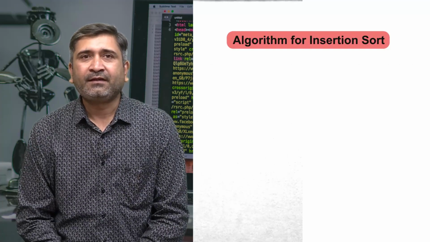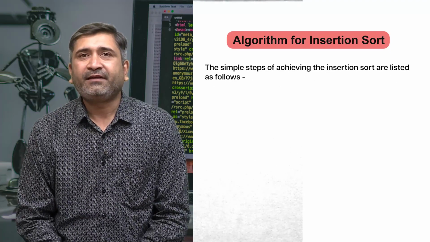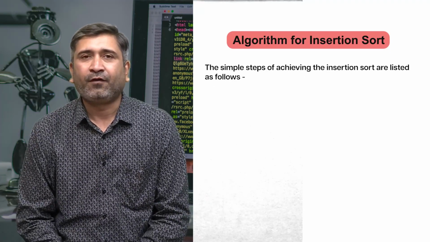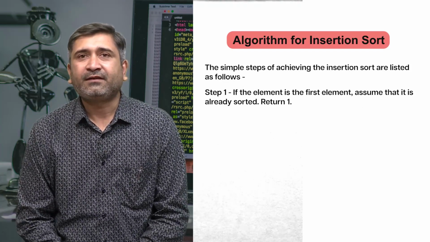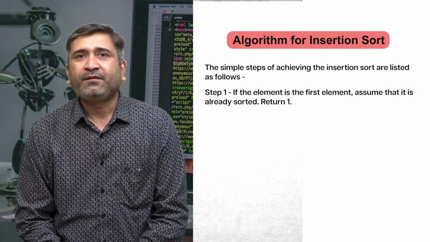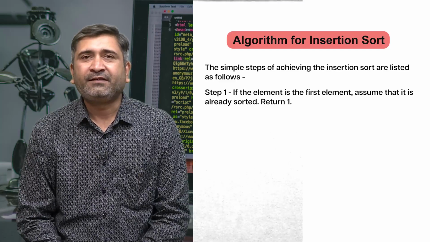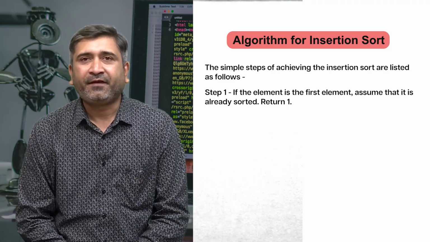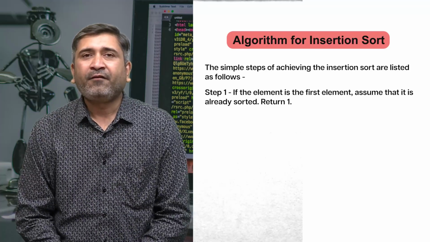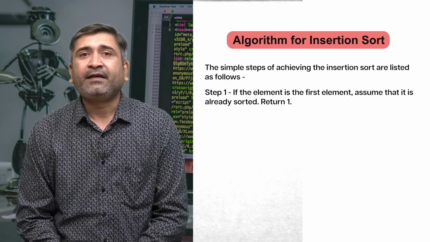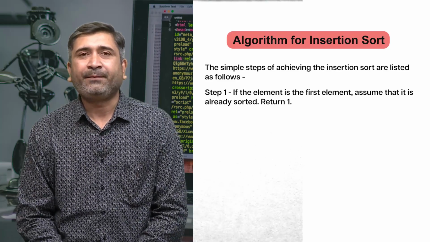The simple steps to achieve the insertion sort are listed as follows. Step 1: assume that the first element is already sorted. In the first step, we consider the first element as already sorted, and we return 1. This return 1 is important when we are writing a function for a simple C program.